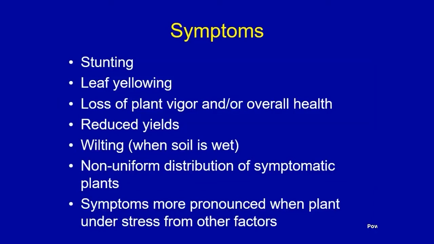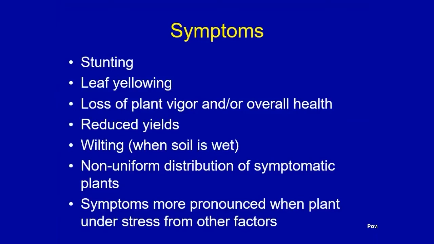So symptoms. We often call this the unseen enemy, because you don't see nematodes, but you see the symptoms. And the symptoms are often typical of other problems. So stunting, leaf yellowing like nitrogen deficiency, loss of plant vigor and overall health, reduced yields, especially over time as the population increases, your yields will drop. Wilting of plants, even when the soil is wet, is a dead giveaway. In larger fields, you may see non-uniform distribution of symptomatic plants. And that's just the way the nematodes entered the field and how they got moved around.